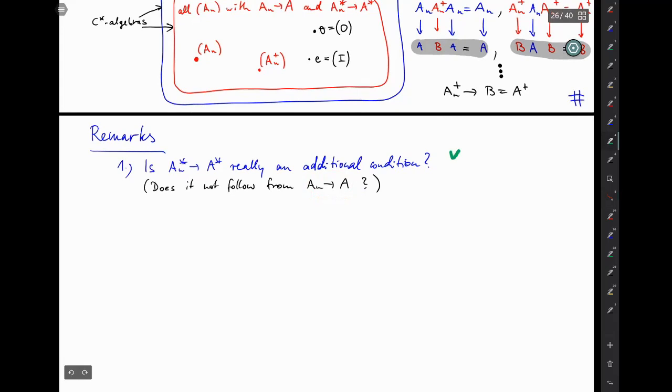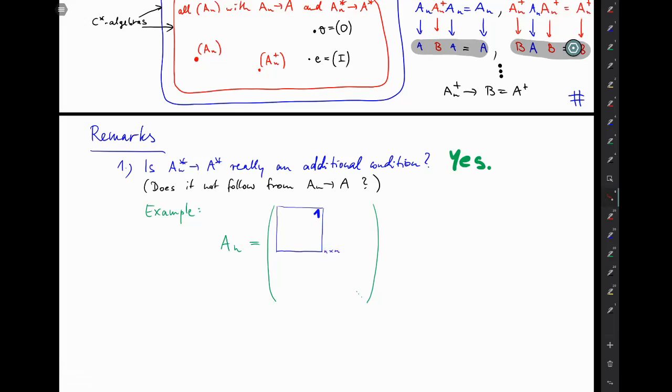And the answer is yes, it is an additional condition. And here is an example. Let A_n refer to the operator on little l2 that is given by the following infinite matrix. You place a single one entry in the first row, nth column, so it's the top right corner of this n by n finite section, and all the rest is 0.